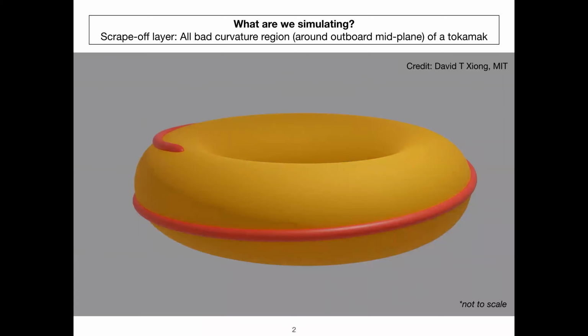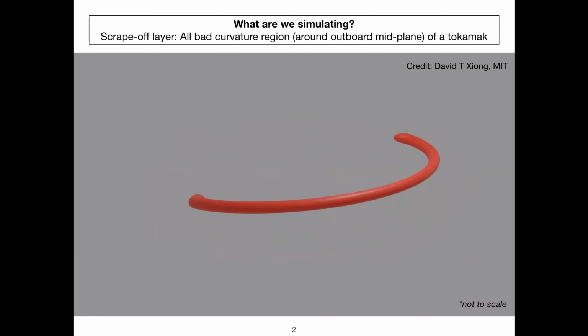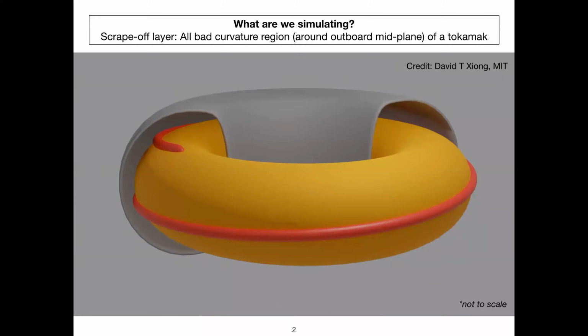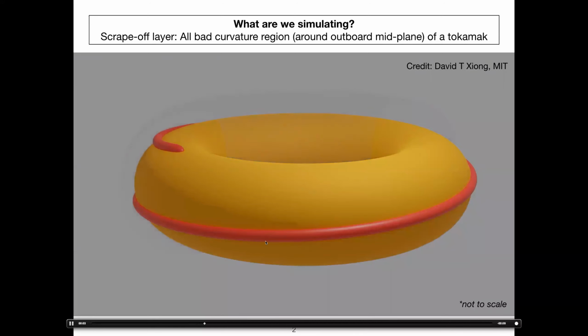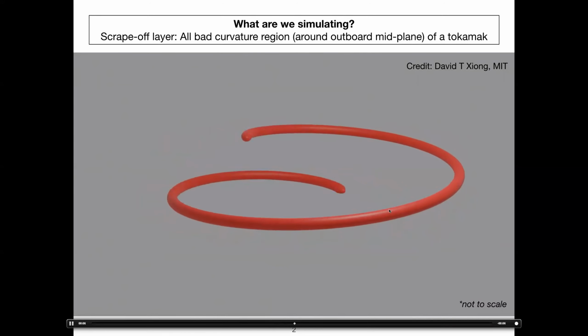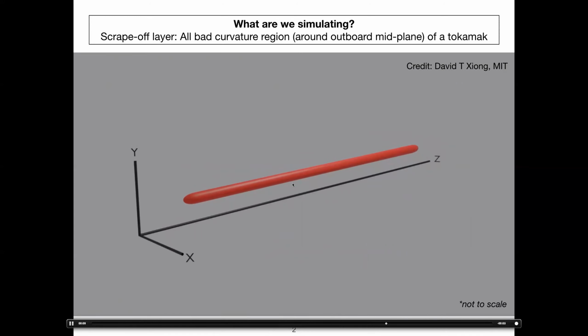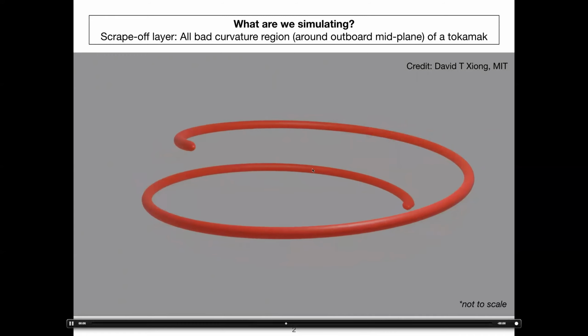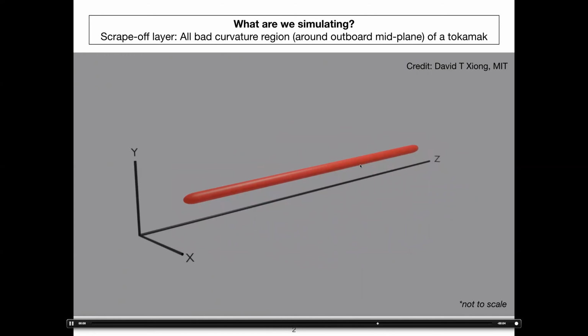What are we simulating? We are simulating the scrape-off layer of a tokamak. Our simulation region is the bad curvature region around the outboard midplane of a tokamak. The red helicotoroidal domain wrapped around the torus denotes our simulation region. For better visualization, in the following slides, we straighten our simulation domain like this, along the z-axis, as can be seen in the animation.